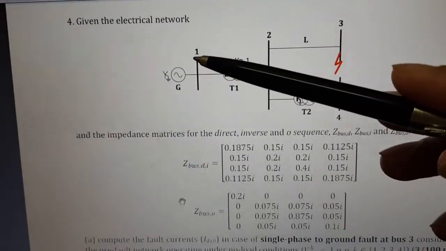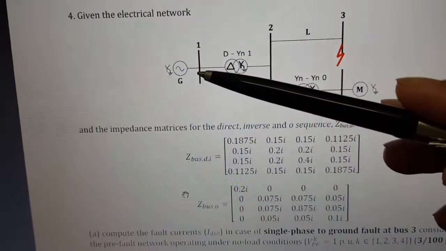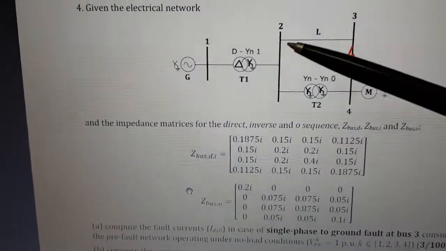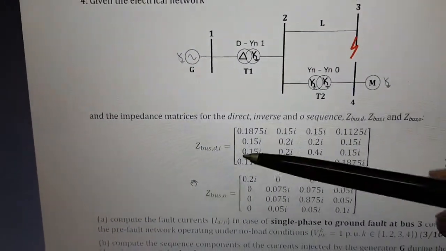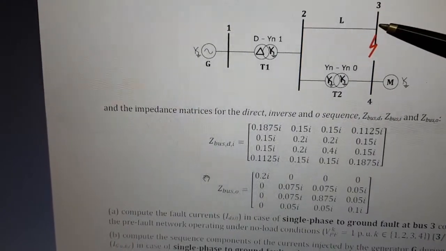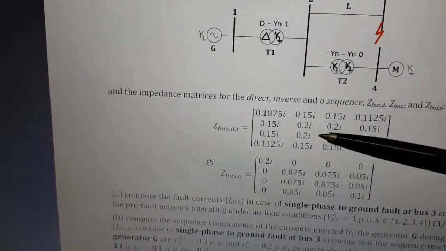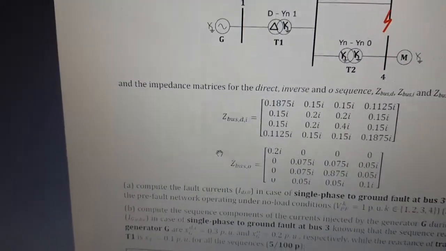If the fault occurs at bus number 1, we will take Z Thevenin 1 cross 1, first row, first column. If the fault is at bus number 2, second row, second column. But now in this case the fault is at bus number 3, so we will take 3 cross 3 in both cases.